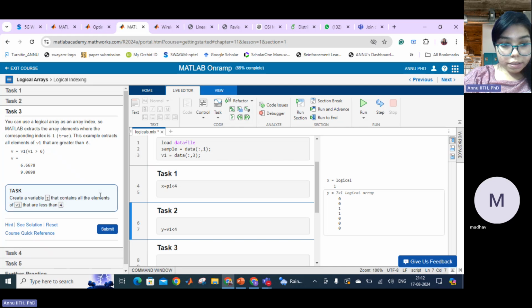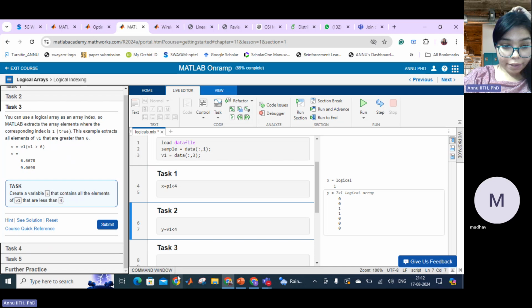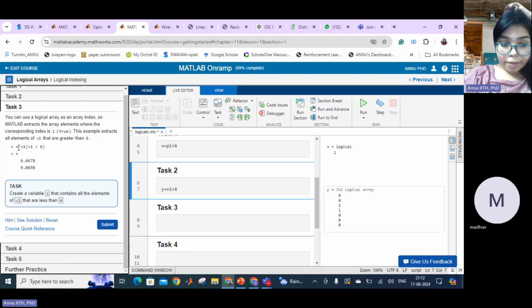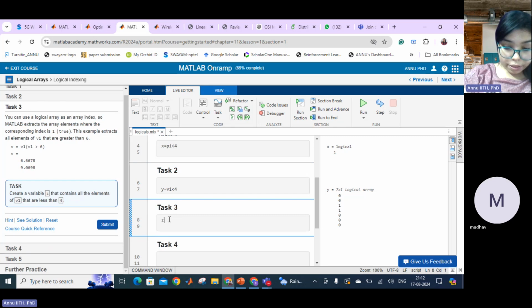Next, you can use a logical array as an array index. So MATLAB extracts the array elements where the corresponding index is 1. Like this, it is a very convenient way to do that. Like all the elements of v1 where it is greater than 6, it is showing only that. Create a variable z that contains all the elements where it is less than 4. So z is equal to v1 bracket v1 less than 4.